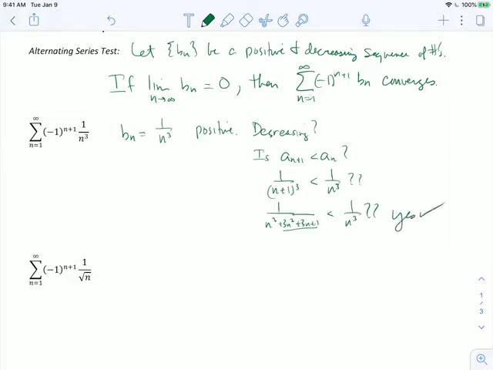So yes, it's positive, it's decreasing, and so then I want to look at the limit as n goes to infinity of b sub n, 1 over n cubed. Well, as n gets big, n cubed gets really big, and so I get a bigger and bigger denominator. And so that limit is 0. So by the AST, summation n equals 1 to infinity of (-1)^(n+1) times 1 over n cubed converges.